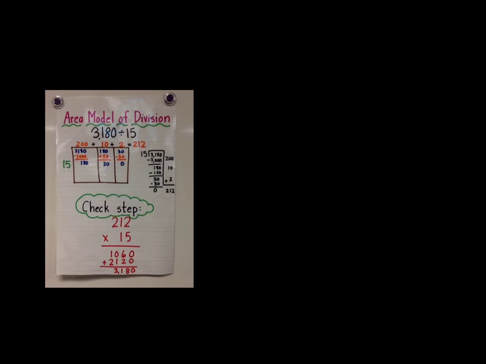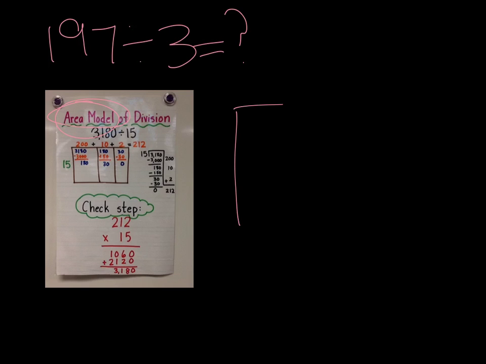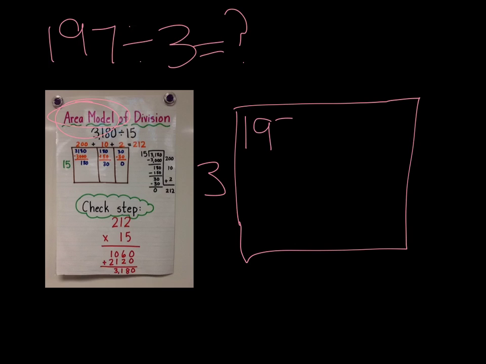Now that we've learned partial quotients of division, we are going to be teaching you about area model of division. The problem we are going to be solving is 197 divided by 3 again. First, you're going to draw a rectangle to represent your area model. Then, on a side of the rectangle, you're going to draw a 3. Then inside the rectangle, you're going to draw a larger number, which in this case is 197.